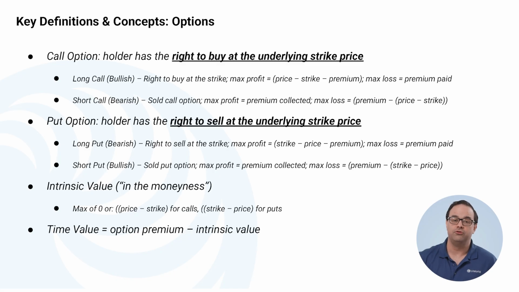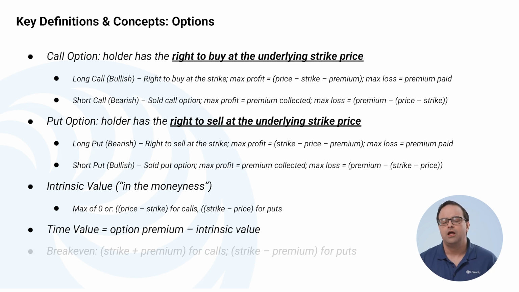The reverse is true on the put side. The long put is bearish, betting on the price of the underlying to fall below the exercise price and the option to be in the money. The short put option is bullish. They are betting that the price of the security will not fall below the strike price and they will simply collect the premium.